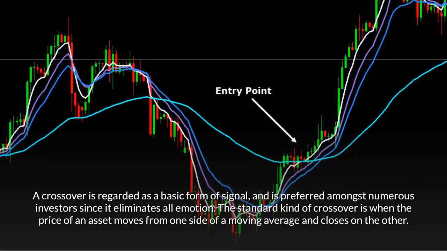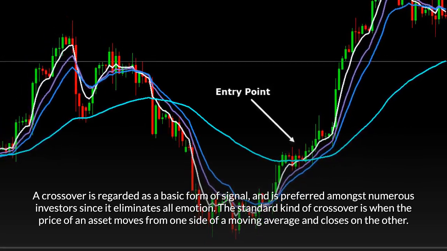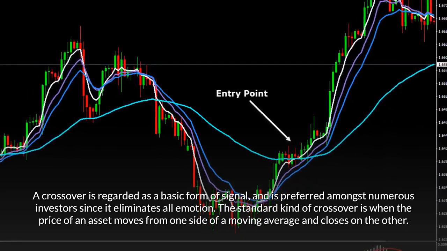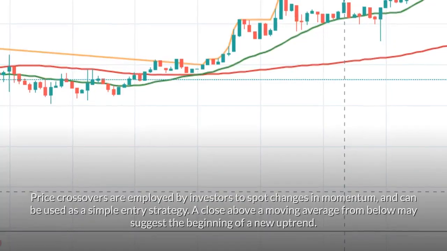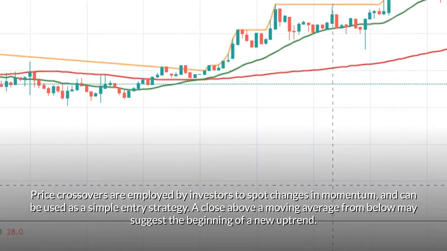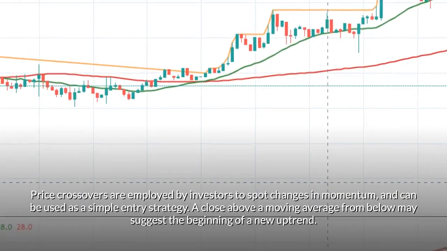The standard kind of crossover is when the price of an asset moves from one side of a moving average and closes on the other. Price crossovers are employed by investors to spot changes in momentum, and can be used as a simple entry strategy.